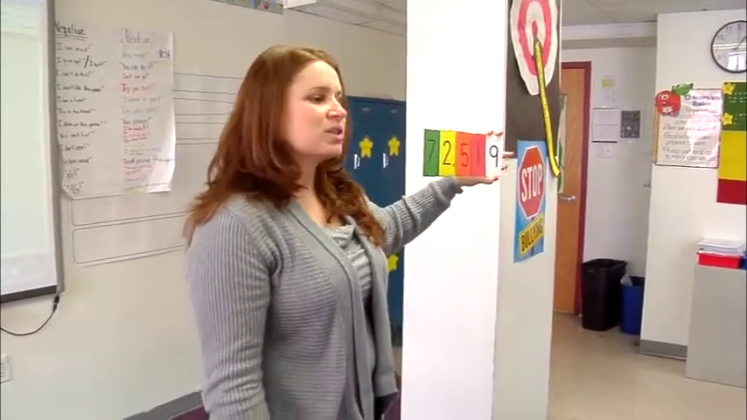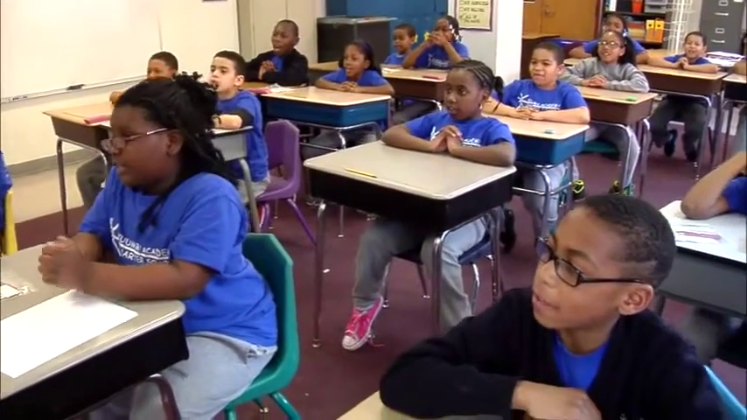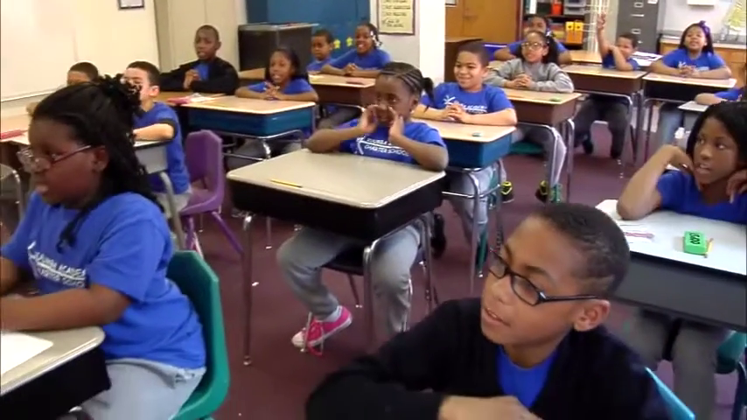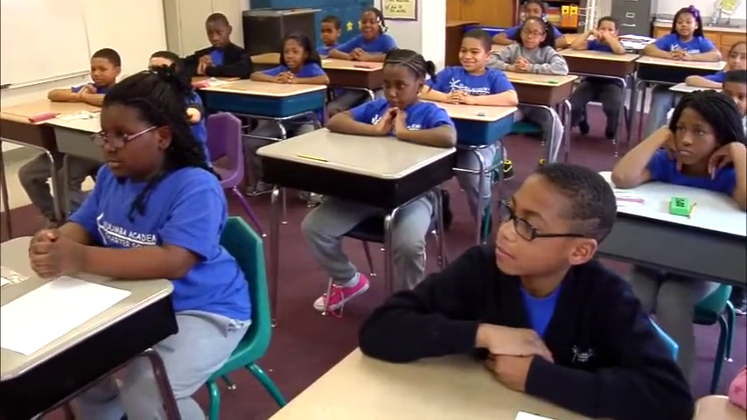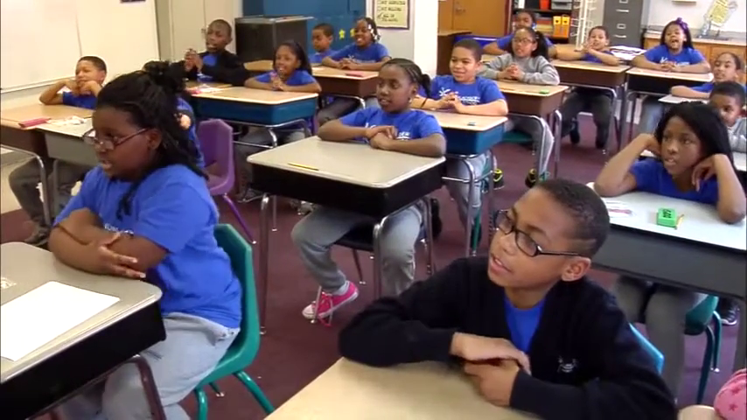Let's start with the number of the day. Raise your hand when you know the number of the day. 72,519. Excellent. What digit is in the 10,000s place? Raise your hand when you know. 7. Good. What's the value of the 7? 70,000.